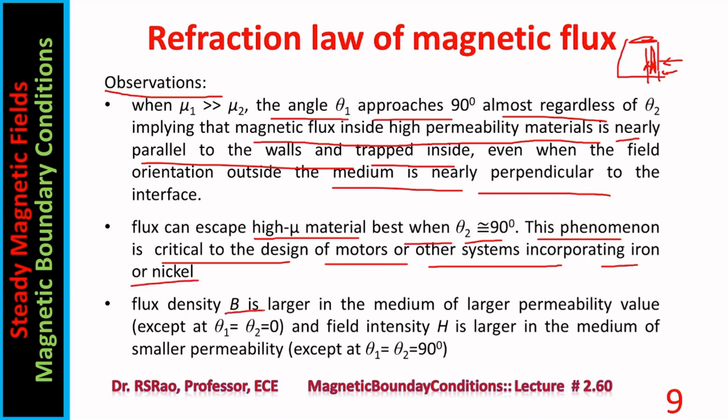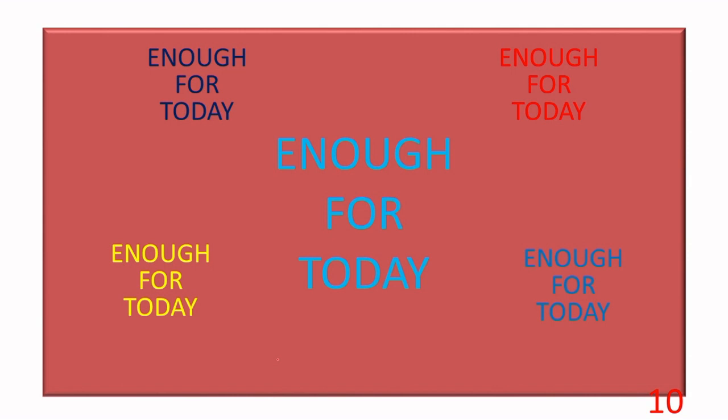Flux density B is larger in the medium of larger permeability value. The field intensity H is larger in the medium of smaller permeability. These are certain observations. They carry a lot of practical importance, which is why they are being mentioned here. This is what I want to share as far as magnetic boundary conditions are concerned.